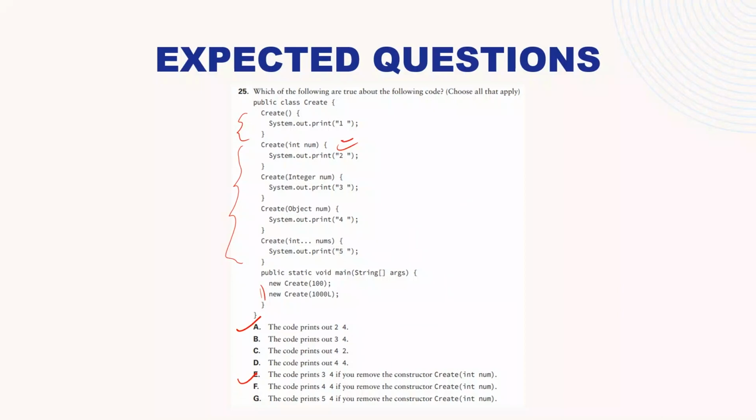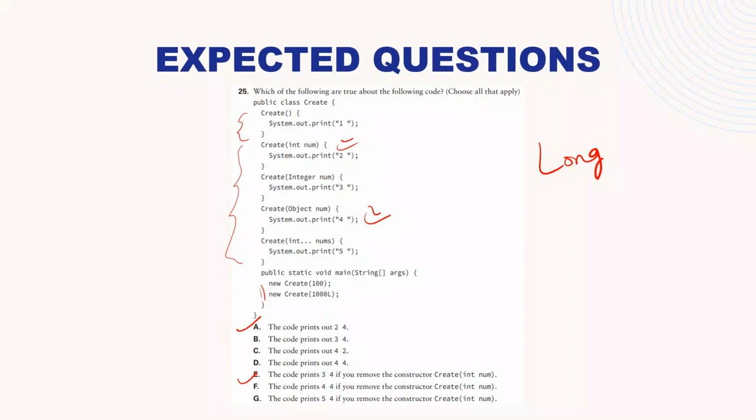So what happens, it gets auto boxed to a long, and the constructor for object is called, this particular one. Why? Because we don't have a capital Long constructor, right? We don't have that, like an auto boxed constructor, but we have an object constructor which accepts anything. So that's why the code prints out 2 and 4.